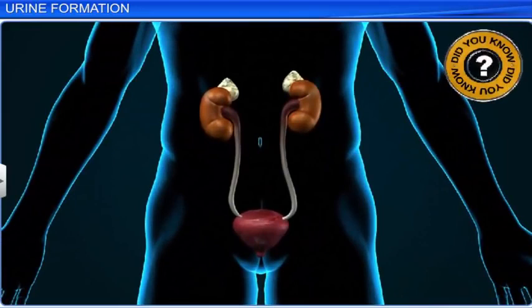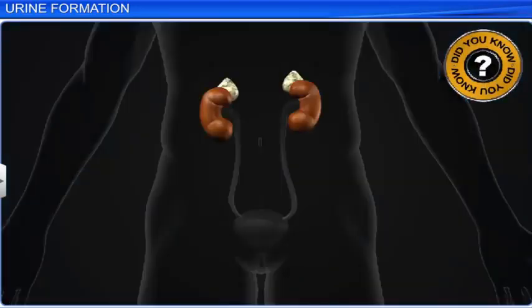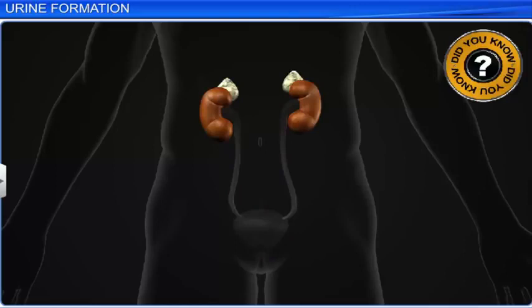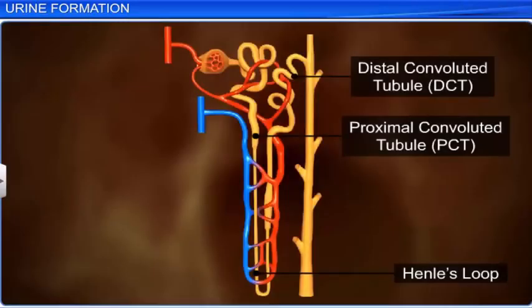Did you know that of the 180 liters of glomerular filtrate formed per day, the amount of urine released is just 1.5 liters? This is because about 99% of the filtrate is reabsorbed in the renal tubules during the process of reabsorption. Reabsorption is performed by the tubular epithelial cells present in the different parts of the renal tubule through active or passive mechanisms.